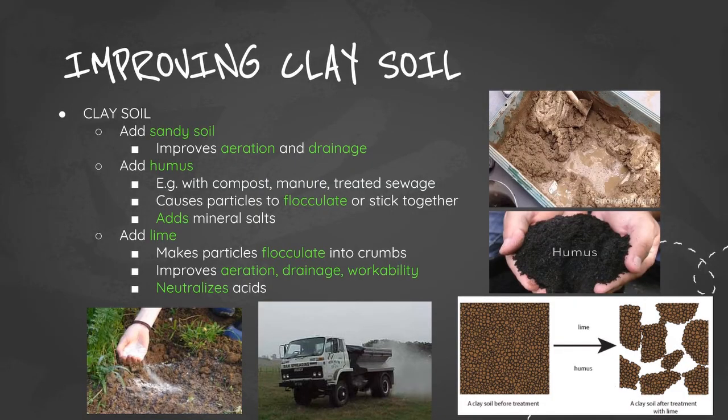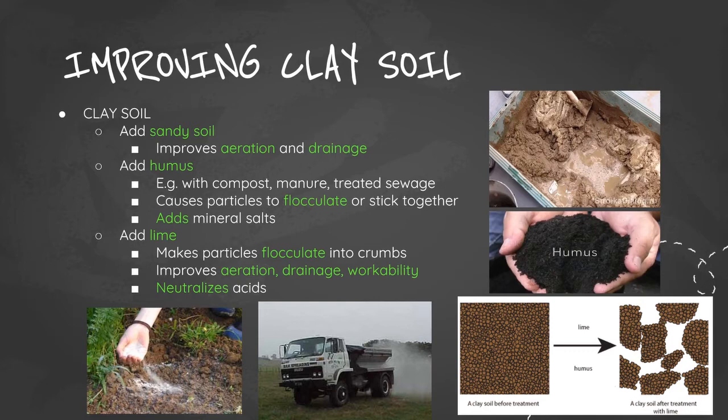So understanding how the soil particle size can affect properties of soil, we can use that information to improve on different types of soil. So we're going to look at clay soil. Adding sandy soil can actually improve aeration and drainage in clay soil. And this is because sandy soil has larger air spaces between its larger soil particles, and so it's able to drain water more easily than clay soil. So mixing the two together actually creates a soil mixture that has better aeration and drainage.